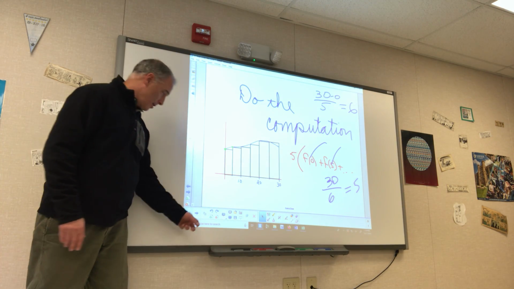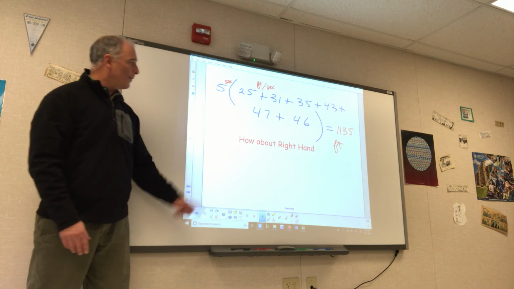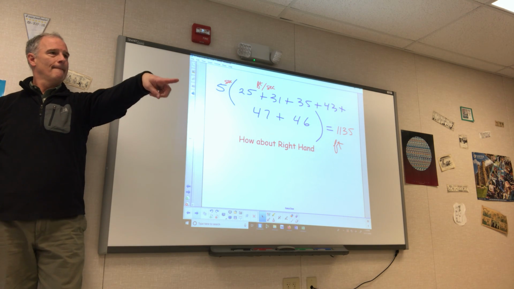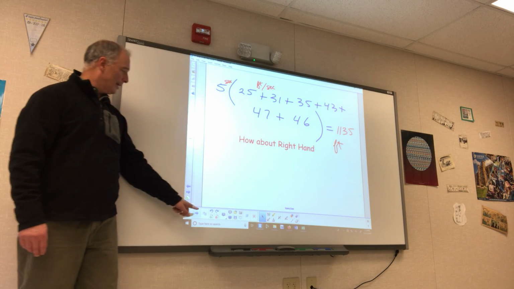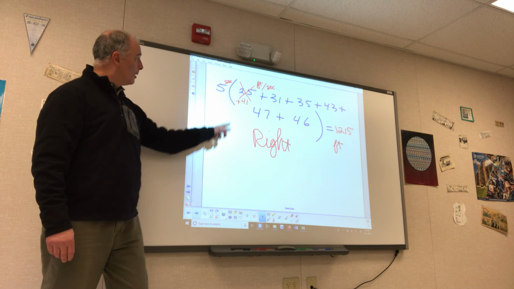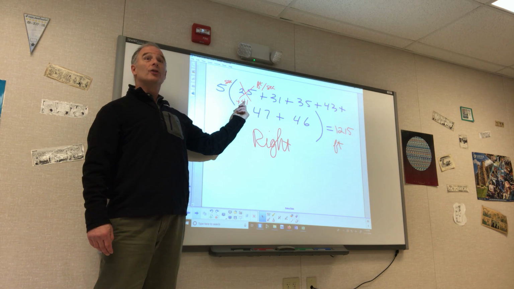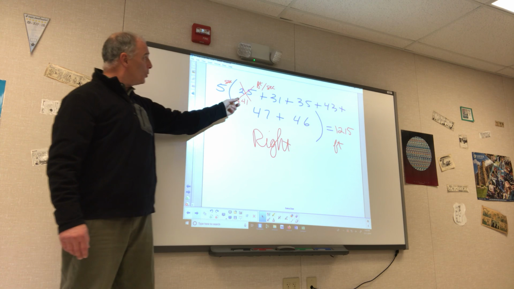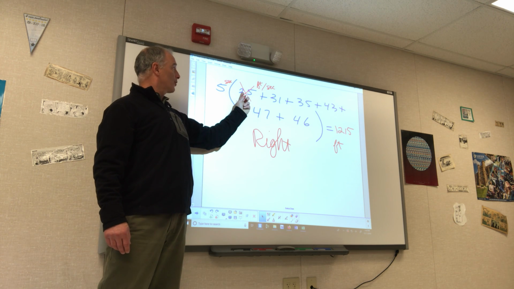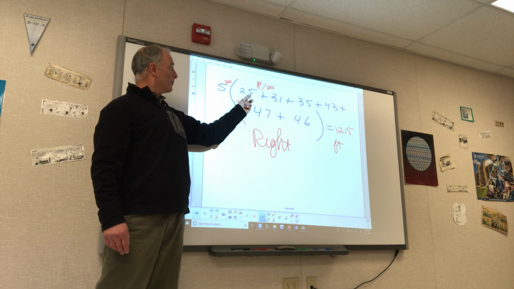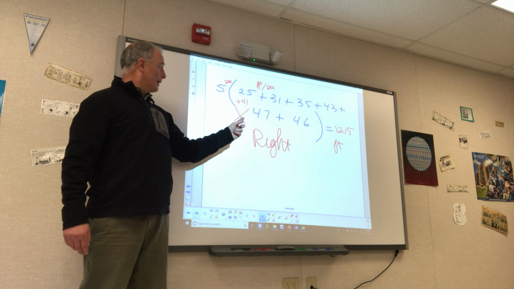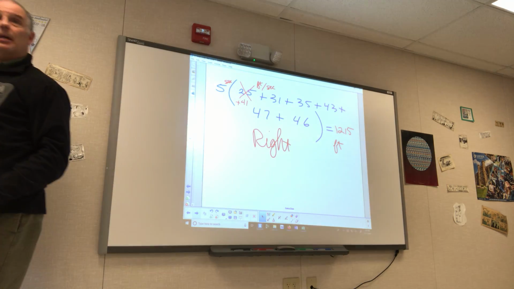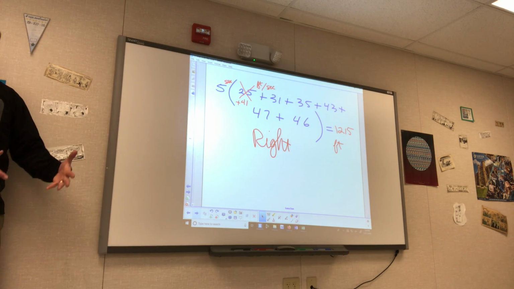But, you say, what if I change this to a right-hand approximation? Now you don't use 0, and you do use the value at 30. So if you're doing this on your calculator, don't retype the whole thing. Just go in and change that first one. This was f of 0. Take the f of 0 out and replace it with what f of 30 is, because all the other numbers are still the same.